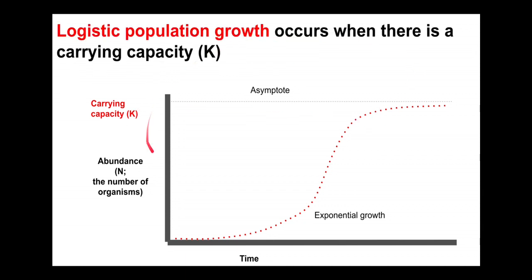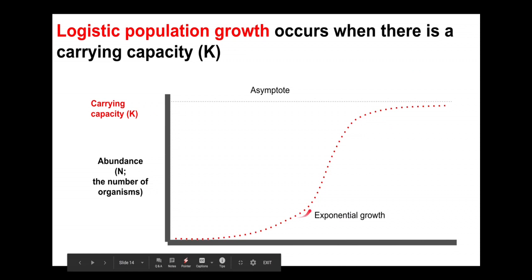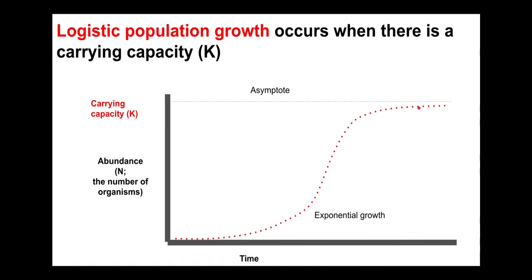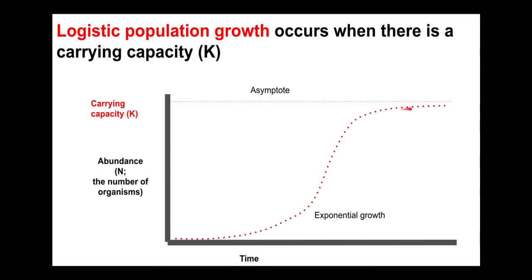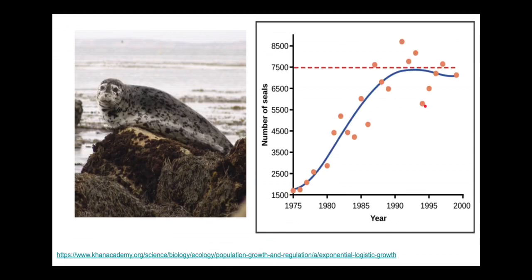This overall process, when we see exponential growth that is then followed by a leveling off, an asymptoting, we call logistic population growth. And it occurs when there's some sort of carrying capacity, some sort of limiting factor, so that as the density increases, as the abundance increases over time, there's a decrease in population growth until the population reaches a stable point. This process has been recorded many, many times.